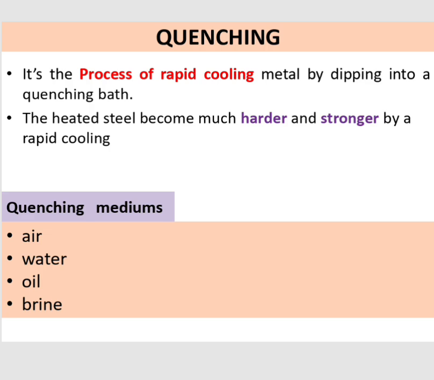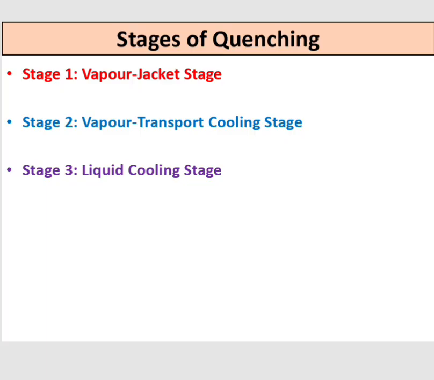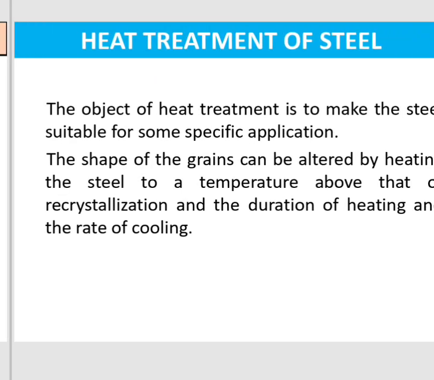Before going to the heat treatment processes, we should know about quenching. Quenching means the process of rapidly cooling a metal by dipping it into a quenching bath. Quenching mediums are air, water, oil or brine solutions. The heated steel becomes much harder and stronger by rapid cooling. What are the stages of quenching? One is the vapor jacket stage, another is the vapor transport cooling stage, and the liquid cooling stage.